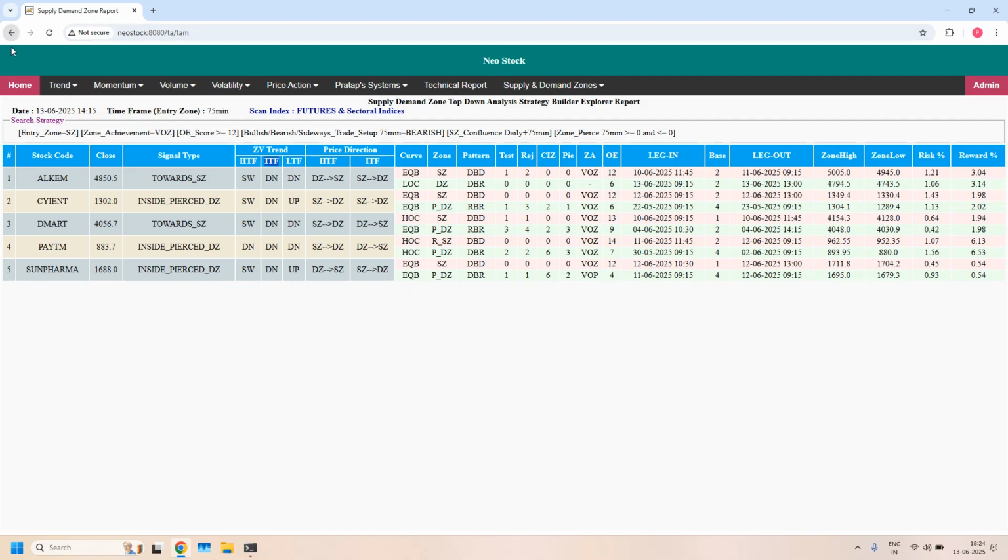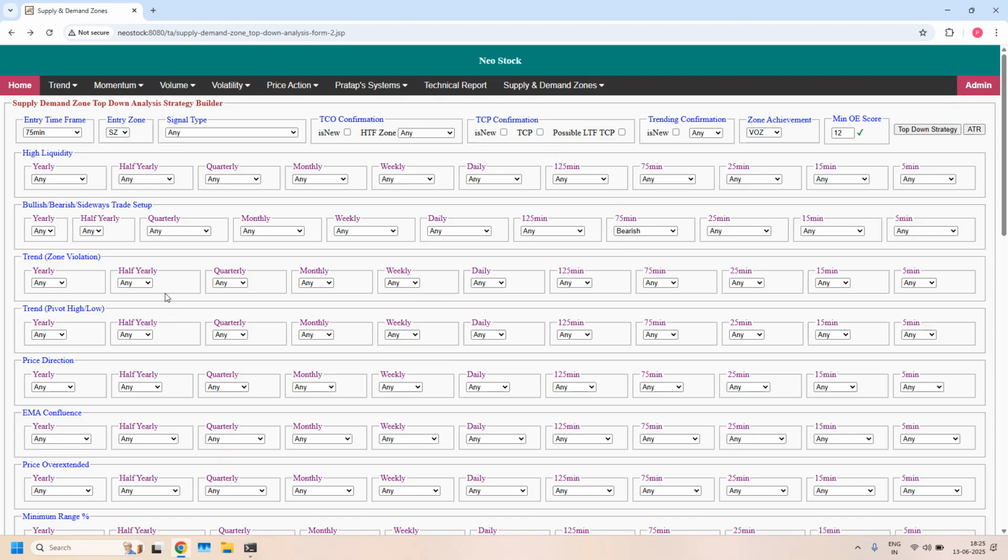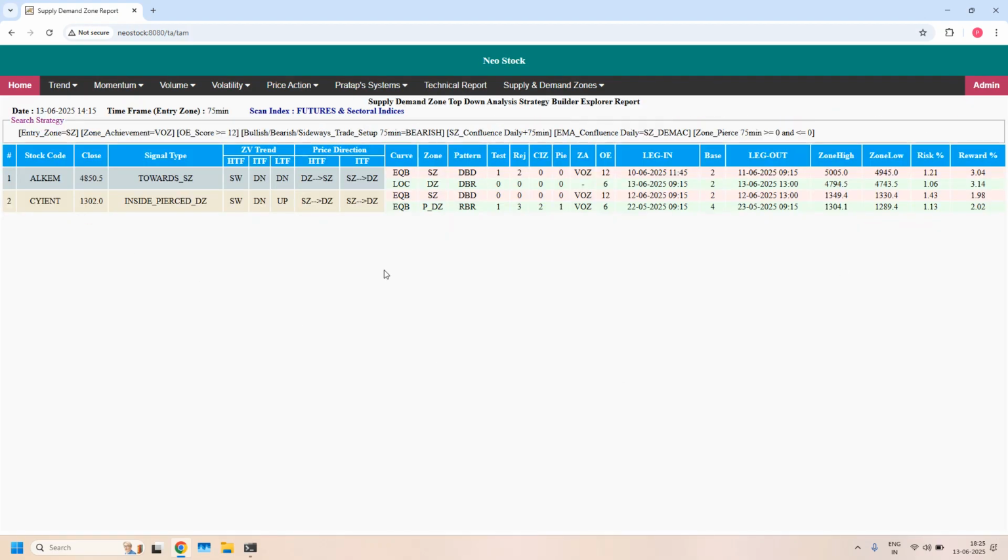So I am going back, setting the filter, EMA confluence. If any of the 75-minute supply zone having daily EMA confluence. Sorry, not this one, because 75 is overlapped with daily. So we have to check if any of the daily supply zones have daily EMA confluence. This is the filter. So 2 stocks are filtered. That way, these 2 75-minute supply zones might have a better probability of success.